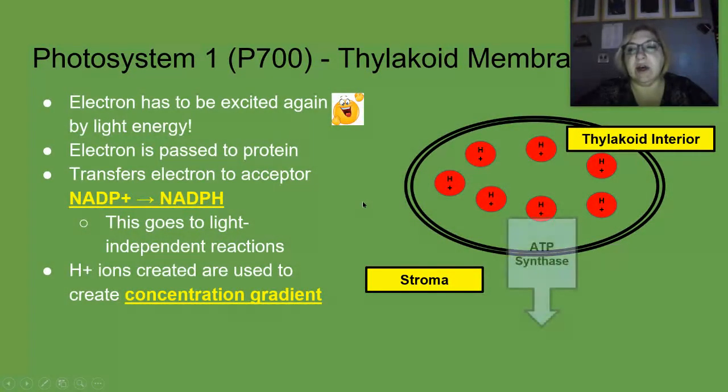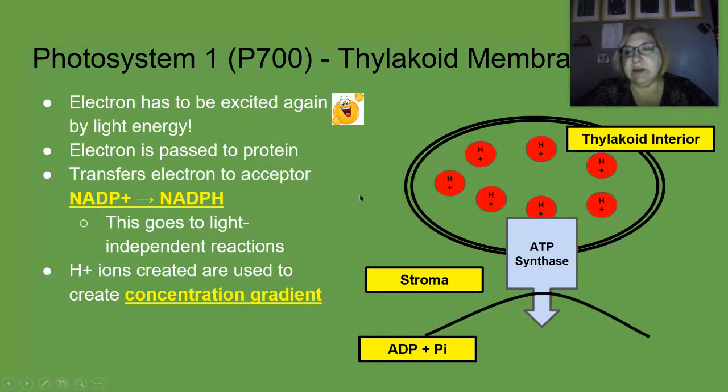So what happens to the hydrogen? They are kind of like moved along by an enzyme that's called ATP synthase. And the ATP synthase moves the hydrogens out through a concentration gradient. And what that means is there's a lot of hydrogens here, but there's none here. So the hydrogens want to balance themselves out.